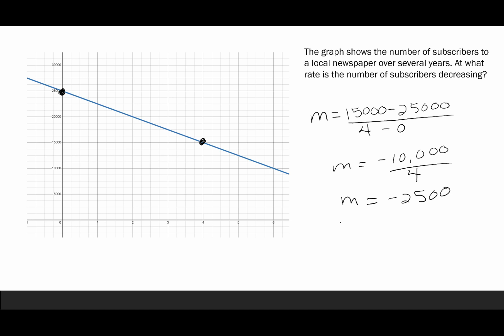Be careful with wording when you're answering this question. So it says, at what rate is the number of subscribers decreasing? You get to say 2,500. It's kind of a double negative if you say negative 2,500 when it already has the word decreasing. So careful of that. I don't want you to get something wrong because of just the wording there. So if it already says decreasing, you can write the positive 2,500.